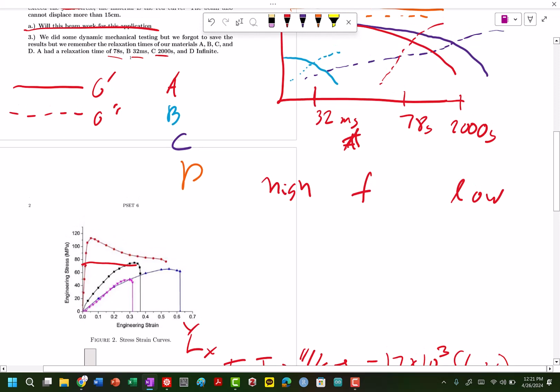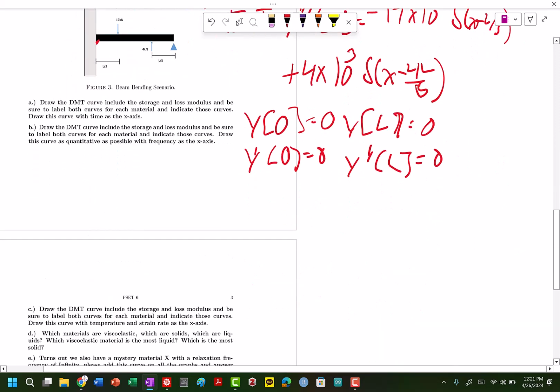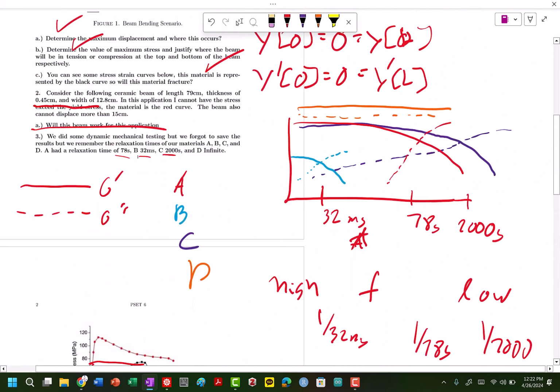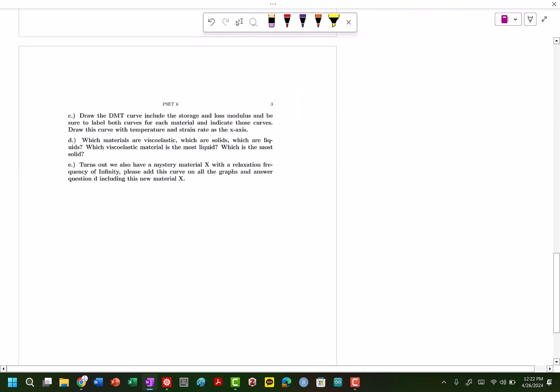So really, here it would be 1 divided by 32 milliseconds, 1 divided by 78 seconds, 1 divided by 2,000. And you can see how the frequencies are getting smaller there, and high frequencies on the left side. Fantastic. Good. C, temperature and strain rate. So temperature will look the same as time, and strain rate will look the same as frequency. Nice. Done.